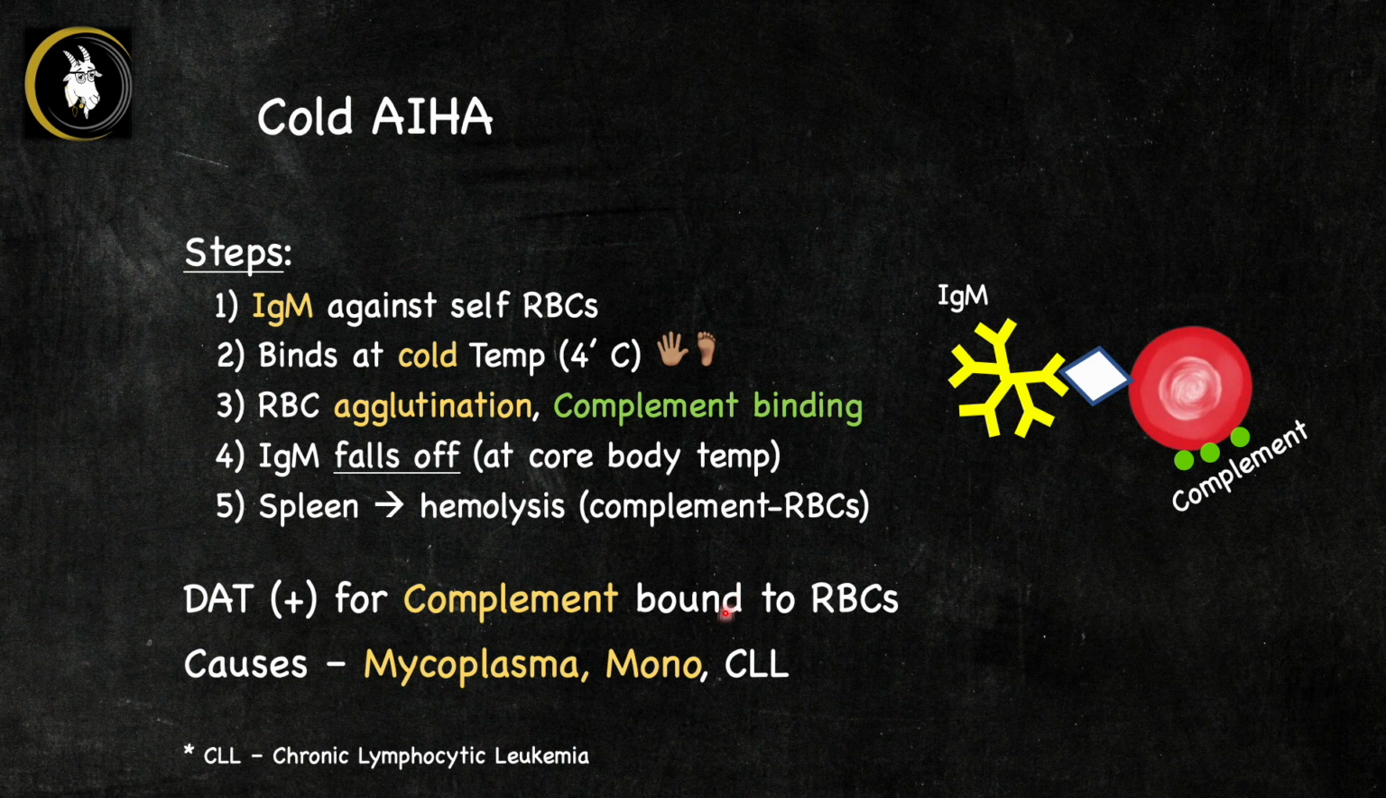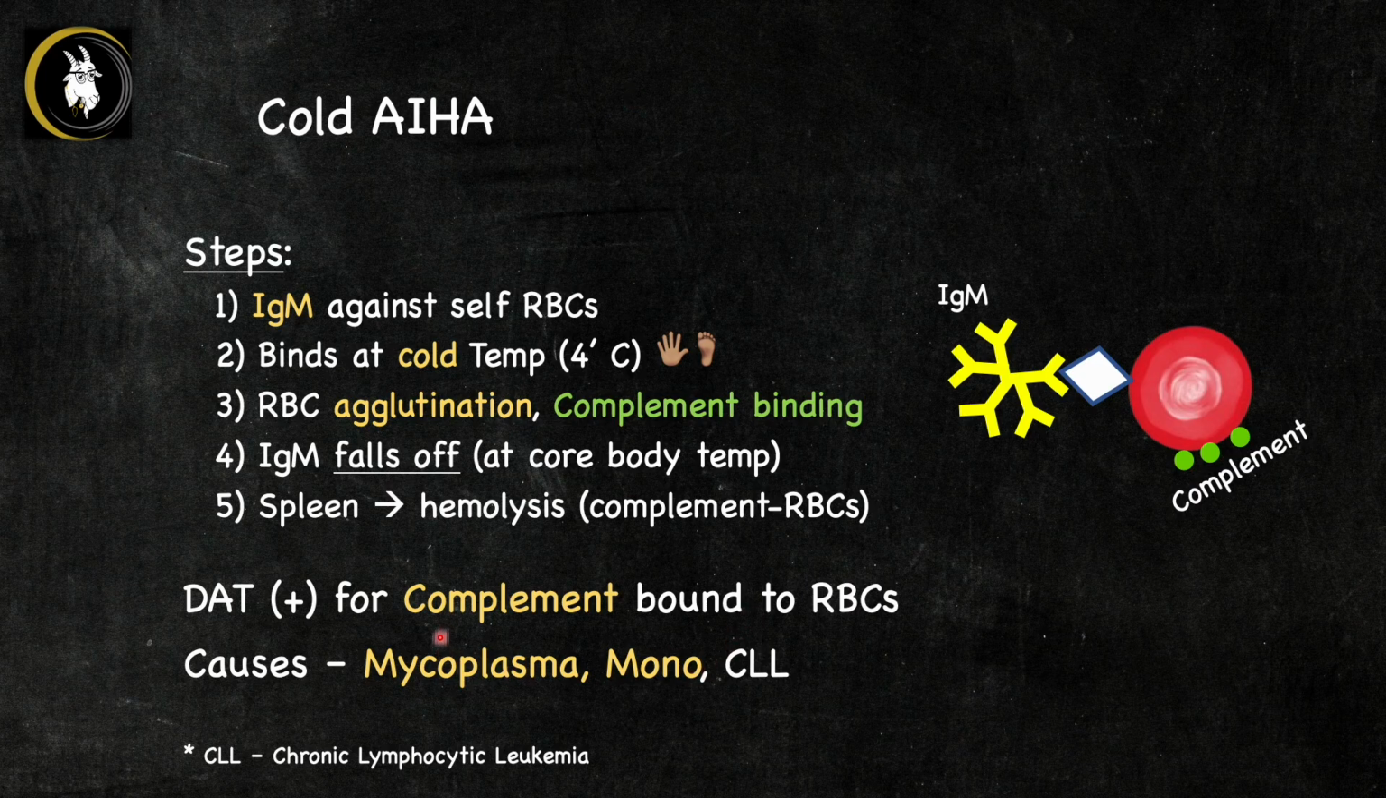The Coombs test here is going to be positive against complement. Now, you may expect it to have been positive against IgM, just like warm AIHA was positive against IgG, but remember the difference is that the IgM antibodies fall off when the blood is returning to the core circulation. So when we take a sample of that blood, the IgM has already fallen off, but what is still tagged on those red blood cells is a lot of complement proteins. So the direct antiglobulin test here in cold AIHA is going to be positive against complement bound to red blood cells.